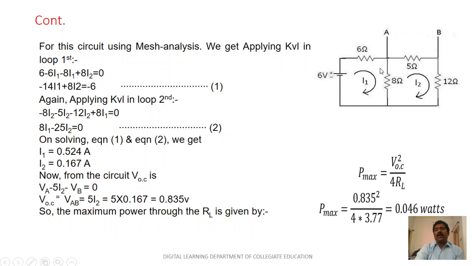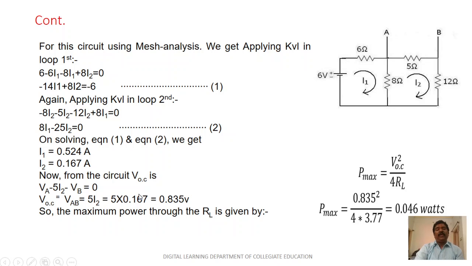The current flowing across the 8 ohms is two currents, I1 and I2, the current flowing on the 5 ohms is I2, and on the 12 ohms is I2. Substituting, we get 8I2 minus 5I2 minus 12I2 plus 8I1 is equal to 0. Simplifying, 8I1 minus 25I2 is equal to 0. That is equation 2. Solving equation 1 and equation 2, we get I1 equal to 0.524 amperes and I2 equal to 0.167 amperes.